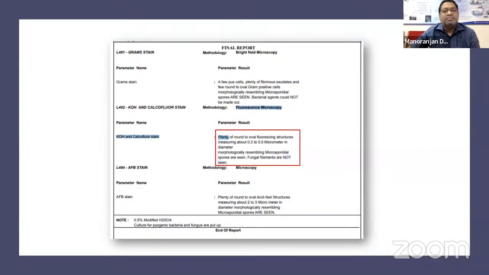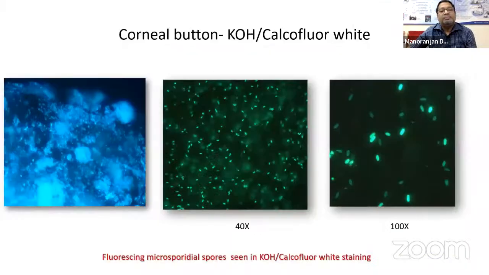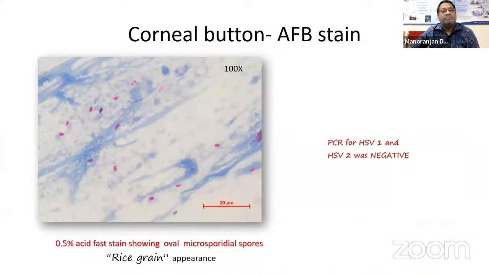Corneal scraping was done and it showed plenty of tiny oval fluorescing microsporidial spores on calcofluor stain. The chitin in the cell wall makes the microsporidial spores appear very bright, even though rarely fungal spores may also look like this. Plenty of such tiny spores were also seen on acid-fast stain, showing the typical rice grain appearance, as you can see in this picture. PCR for HSV1 and 2 was negative.